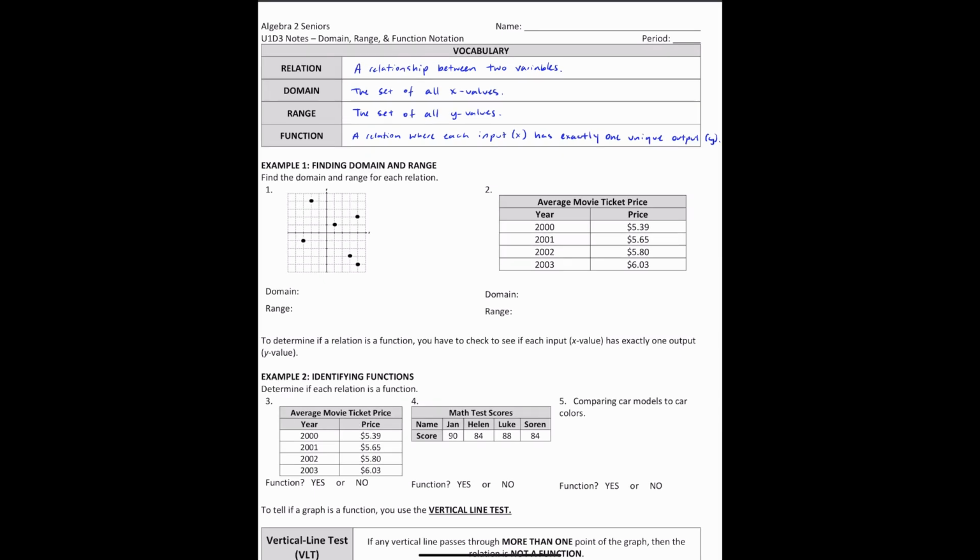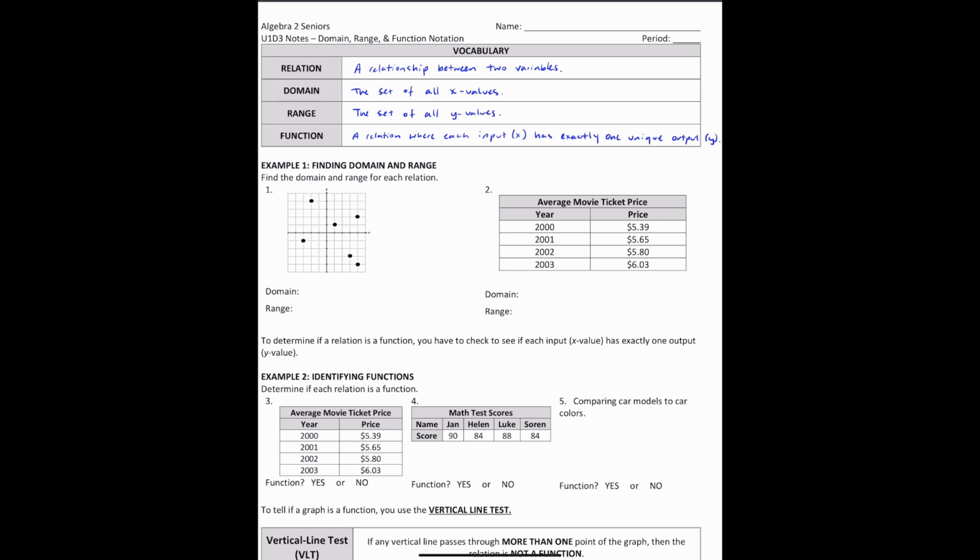Then lastly, let's talk about what a function is. A function is a relation where each input, which we denote as x, has exactly one unique output, which we denote as y. Now, when we learn about functions, it's kind of confusing, but we typically just say that if x values repeat, then it's not a function, which is absolutely true.